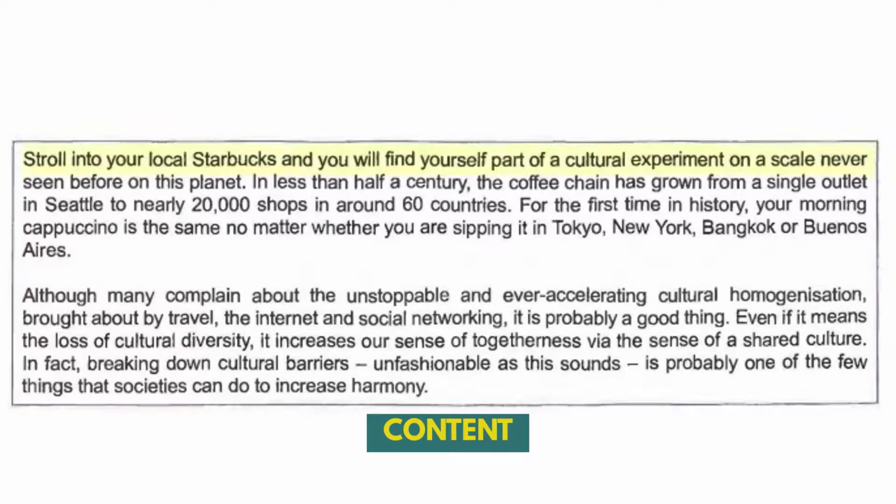Let's start. Stroll into your local Starbucks and you will find yourself part of a cultural experiment on a scale never seen before on this planet. In less than half a century, the coffee chain has grown from a single outlet in Seattle to nearly 20,000 shops in around 60 countries. For the first time in history, your morning cappuccino is the same, no matter where you're sipping it: in Tokyo, New York, Bangkok, or Buenos Aires.